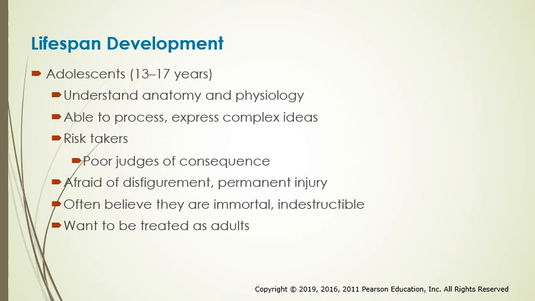Then you've got your adolescents, 13 to 17 years old. They understand anatomy and physiology. They can process and express complex ideas. They're definitely risk takers. They don't really think about the consequences, however. So traumatic injury is a big one with them. They are afraid of disfigurement and permanent injury. They definitely believe they're immortal and indestructible, and even though they act like it, they want to be treated as adults.